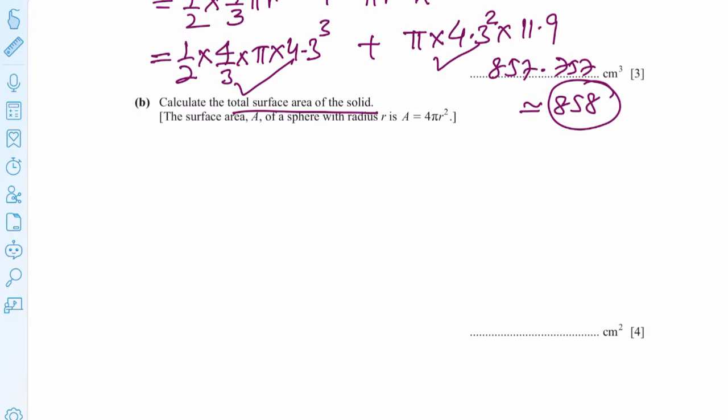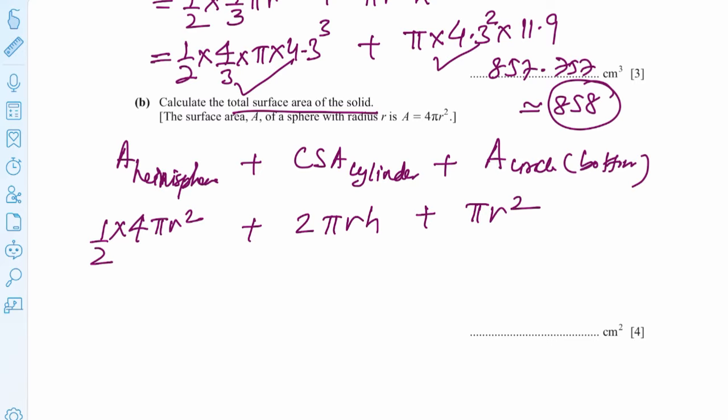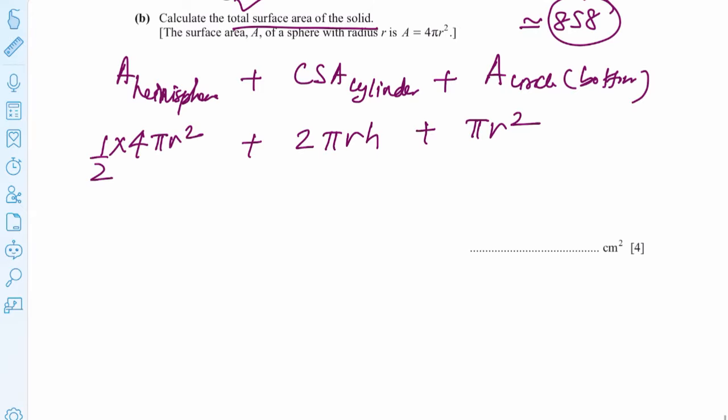So let me write down here. We can find out the area of hemisphere plus the curved surface area of cylinder plus area of a circle. That means we are talking about the bottom area. So hemisphere area, if it was full, then it will be 4 pi r square, but I'm trying to find hemisphere, make it half, plus curved surface area formula is 2 pi r h, and for this circle formula is pi r square. Okay, now r value is given 4.3, you can put it there.